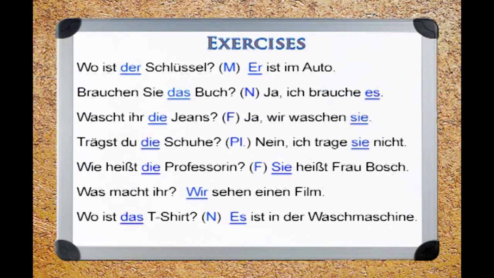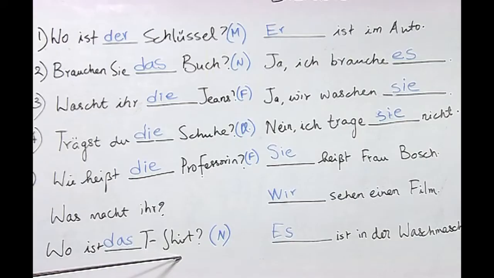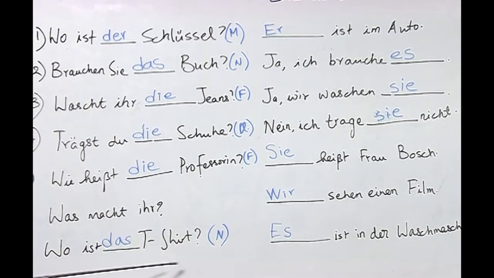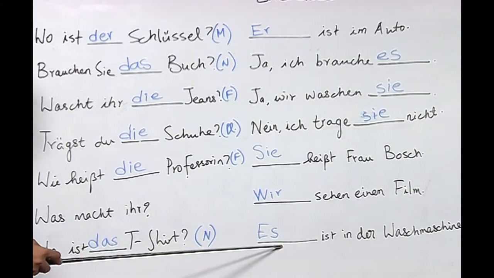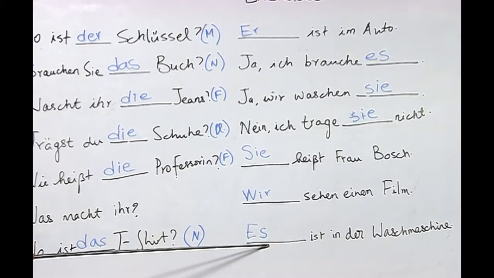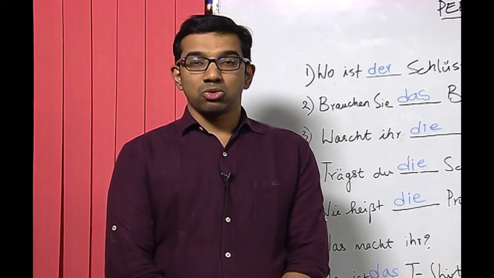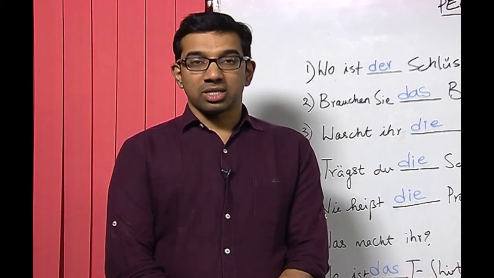Wo ist das T-Shirt? Es ist in der Waschmaschine. As you know, here the noun T-Shirt carries the article das, which the student correctly figured out from the letter N, and also wrote the correct pronoun for this noun in its nominative form here, which is es. So, you can see that the student understood how to distinguish between the noun and the pronoun in nominative and accusative, in singular and in plural form, and also wrote the correct answers in all the cases looking at the noun, the article, and also at the verb.